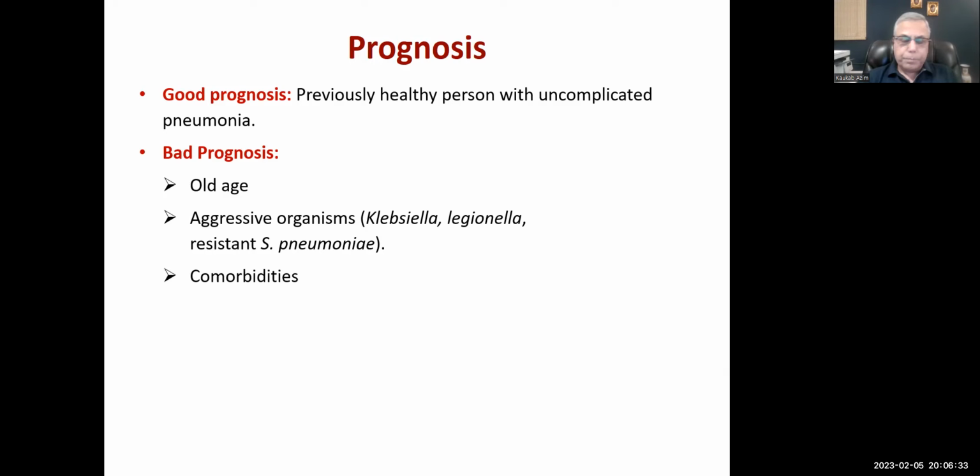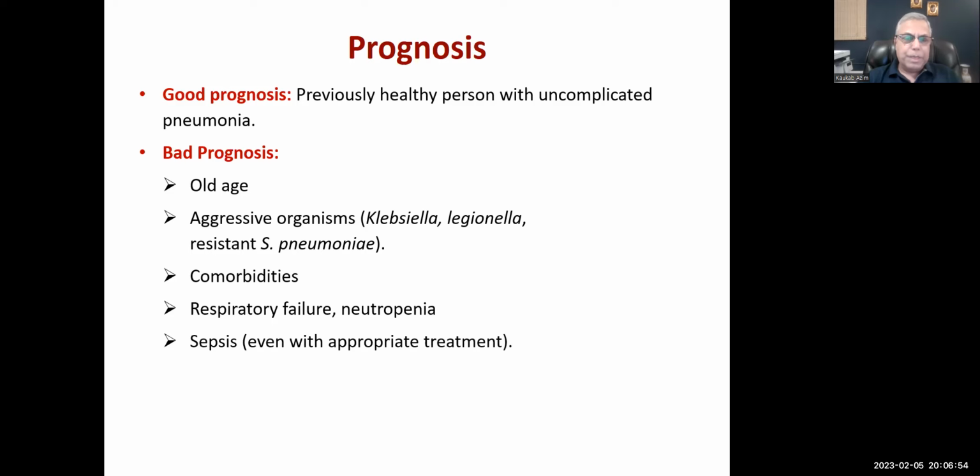Right. Then comorbidities. What are comorbidities? Can someone tell me? No one? Have you all gone to sleep? Right. Comorbidities means other diseases that the patient has, okay? Respiratory failure and neutropenia, sepsis, all these things make the prognosis not very good, okay?